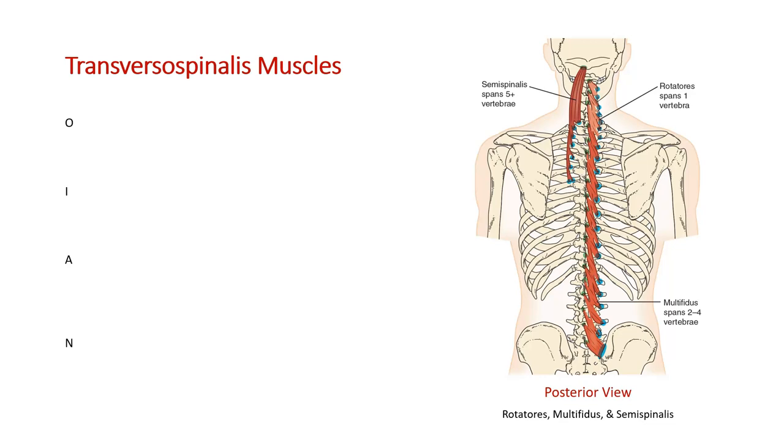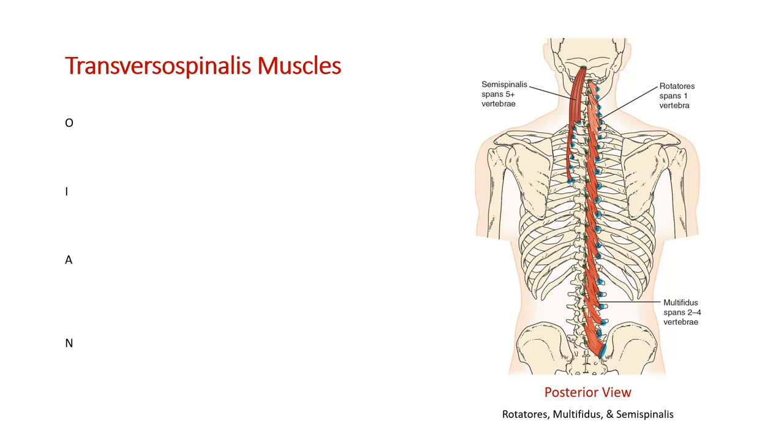So what separates the groups are actually their length. Much like the erector spinae, these muscles all overlap on top of each other in the vertebral column, so it's not just one long muscle. That's why we classify these more based off the length of each one. So with that in mind, the semispinalis spans 5 or more vertebrae. The multifidus spans 2 to 4 vertebrae. And then the rotatories span just 1 vertebra.